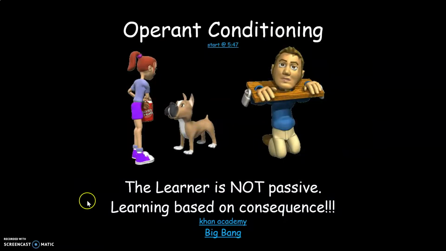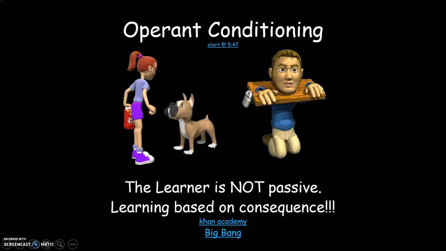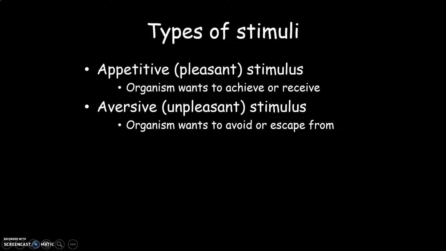Okay, so like I said, with operant conditioning, the learner is not passive. It's based on some sort of consequence. Those consequences are going to be different types of stimuli. We have appetitive or pleasant stimuli. This is something that you want to receive. So like with training a dog, it could be a cookie, or a little kid wanting to get a sticker for good behavior in class. Aversive or unpleasant stimuli is something that you want to avoid or escape from. Getting a ticket for speeding or getting a shock for not doing a behavior properly.